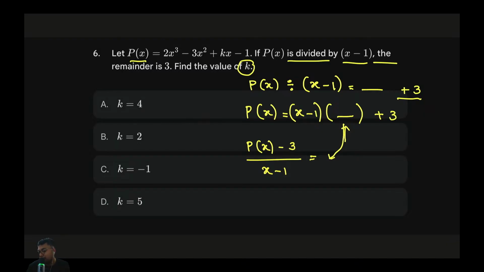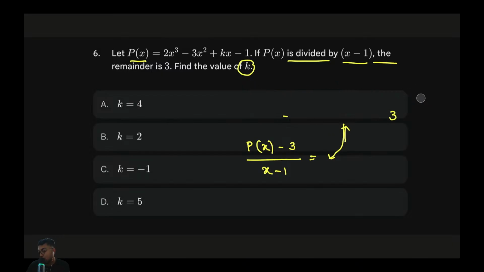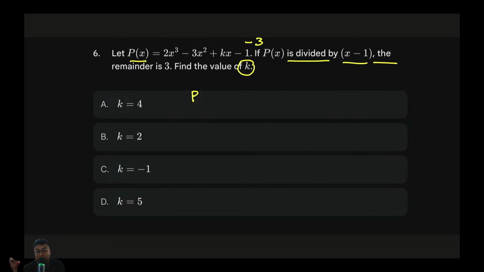So I think the better way to solve is what? Like this. We had p of x, right? So we must minus 3, because remainder occurs if there are 3 in p of x. So that means when we minus 3 away, there's only x minus 1 and another factors. And then we try to factorize this, and then I think we're gonna get the answer.